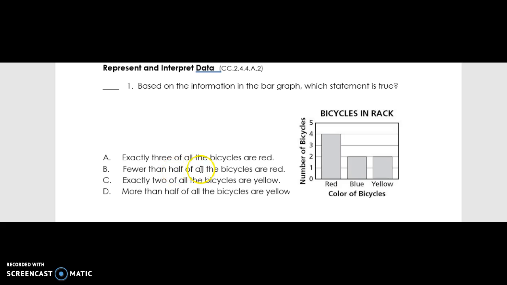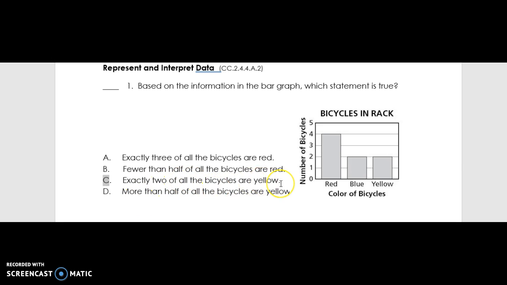B, fewer than half of all the bicycles are red. Well, if red has 4 and blue and yellow have less, then how can fewer than half of all of them be red? They can't, so that's not true. C, exactly 2 of all the bicycles are yellow. So let's go to our x-axis, find yellow, and go up the y-axis, and it says that it is 2. So exactly 2 of all the bicycles are yellow. That is true. Let's see if D is true.